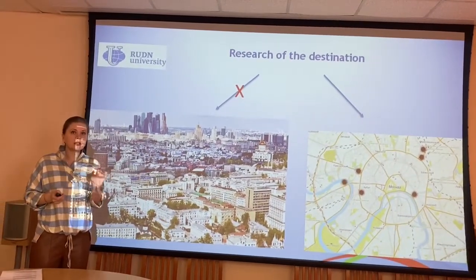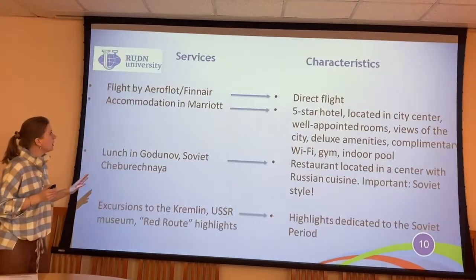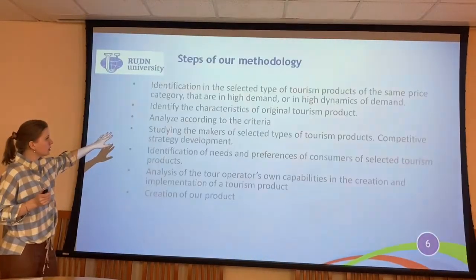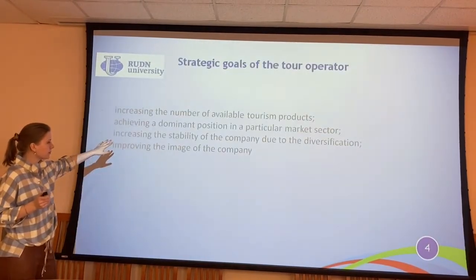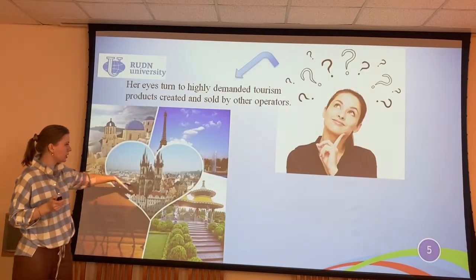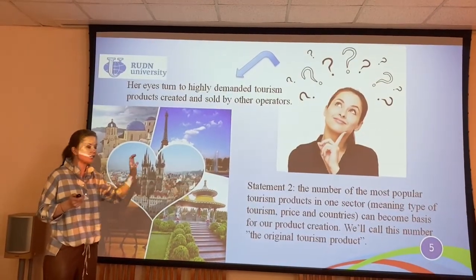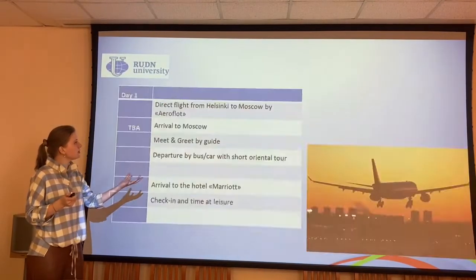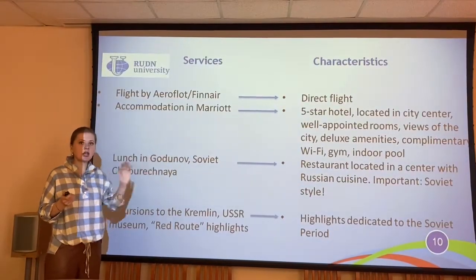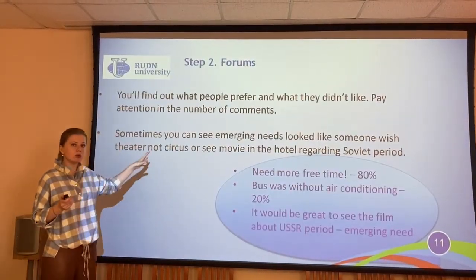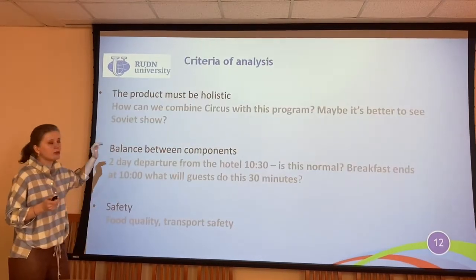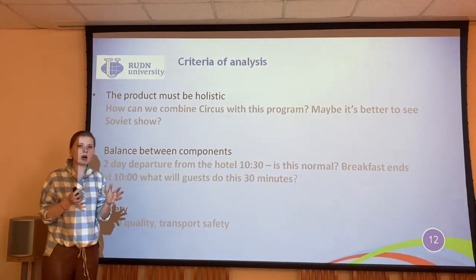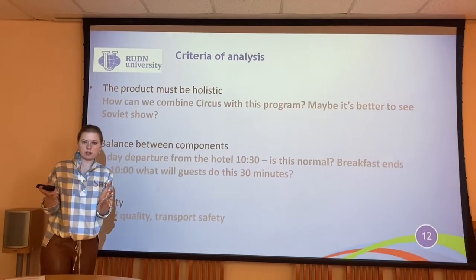The next step is research of the destination. What do I mean here? Let's look through it. First, we have the original tourism project. We take this original tourism project, we know its characteristics, then we look through forums and the internet, then we have criteria of analysis, and we have full information about this original tourism project.